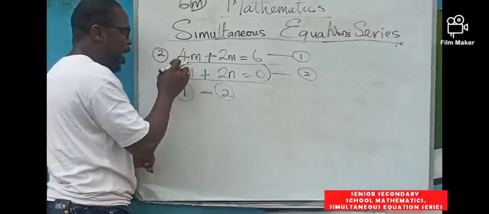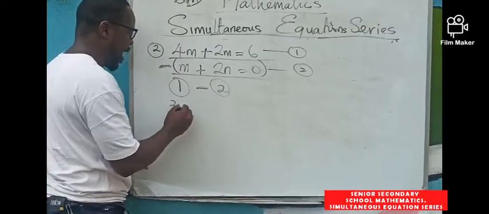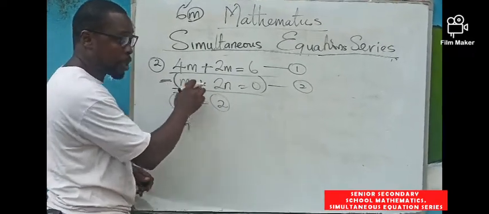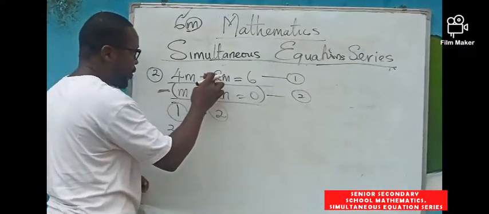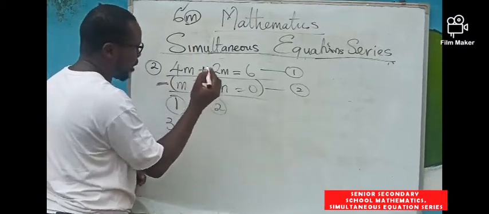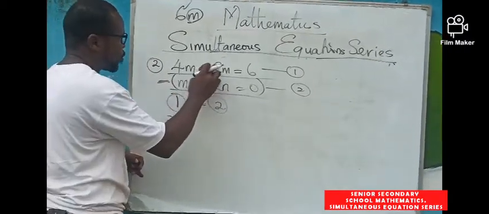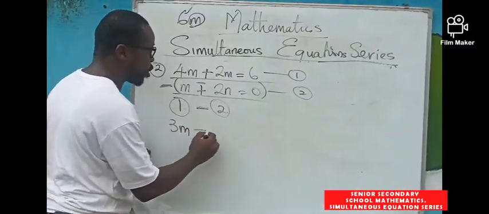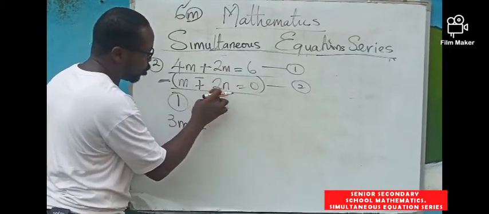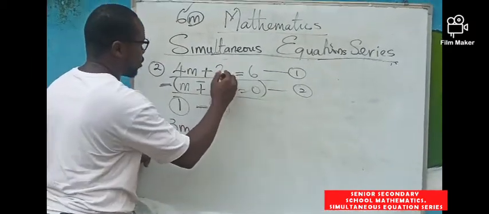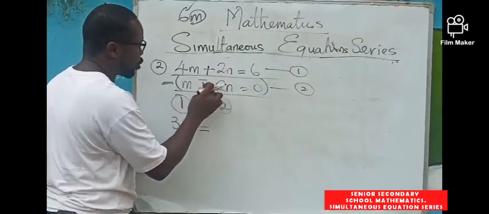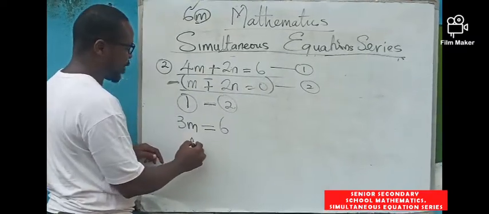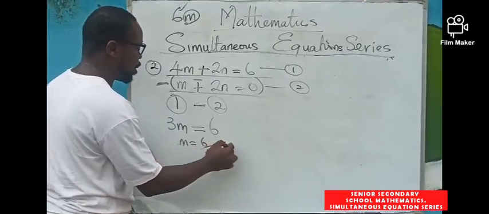So we have 4m minus m will give us 3m. 2n minus plus. Minus plus is what? Minus. So we have 2n minus. This minus will change this one to minus, which is what we targeted. So we have 2n minus 2n, 0. Our target of elimination achieved. So we have n gone. Sorry, 2m minus 2n, sorry, we have 2n minus 2n is 0. 6 minus 0 is what? 6. So in this case, we have that m is equal to 6 over 3, which gives us what?